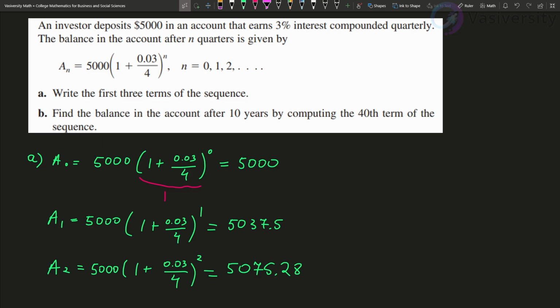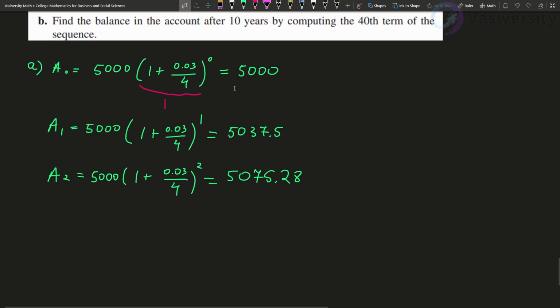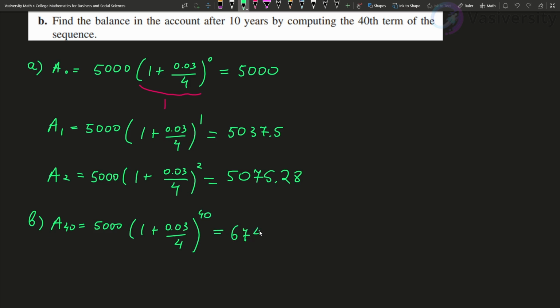So now, let's go ahead and do part B. We want to find the balance in the account after 10 years by computing the 40th term of the sequence. So essentially, we have to do A of 40 is equal to 5,000 times 1 plus 0.03 over 4 to the power of 40. So by using calculator, we're going to get $6,741.74. This is going to be the 10-year balance.